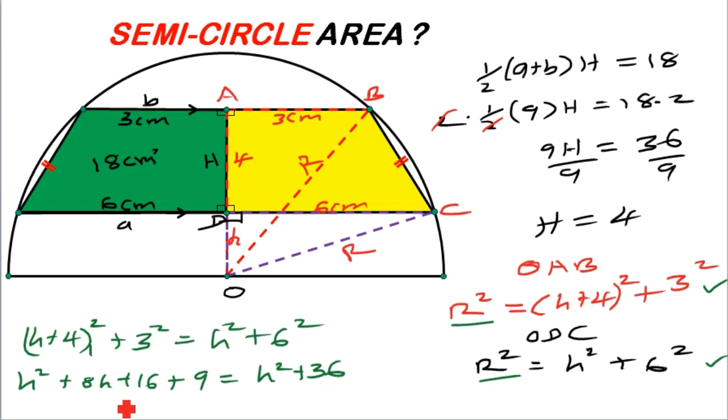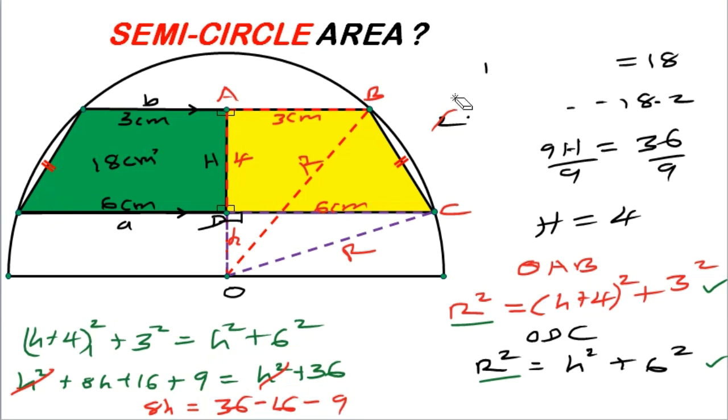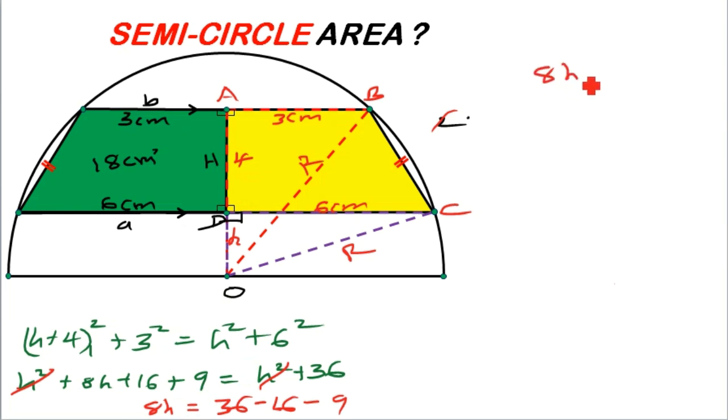Now if you look at this, you can see h squared goes on either side of the equation. So what do we remain with here? We remain with 8h equals 36, positive 16 going the other side, minus 16, positive 9 going the other side, minus 9. So what do we get? From there we get 8h equals 36 minus 16 minus 9, which is 11. So if we divide both sides by 8, we end up with small h being 11 over 8. So it means from O to D is 11 over 8.